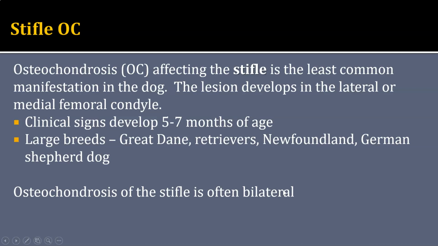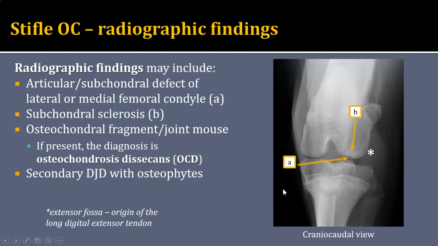This lesion develops specifically in the femoral condyle and may develop in the lateral or medial femoral condyle. Clinical signs typically develop around 5 to 7 months of age, and large breeds, again, are predominantly affected by this, and I've listed several breeds that are overrepresented. And then, as with all the other joints, osteochondrosis of the stifle is often bilateral. This slide lists the typical radiographic findings that we can look for, and in the stifle, I feel that we can best identify these abnormalities on the cranial caudal view.